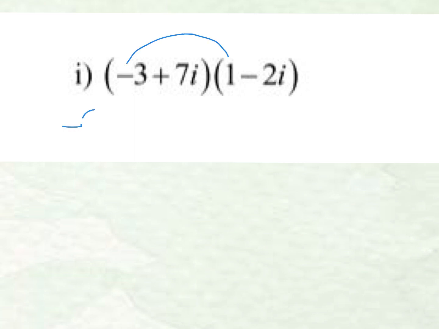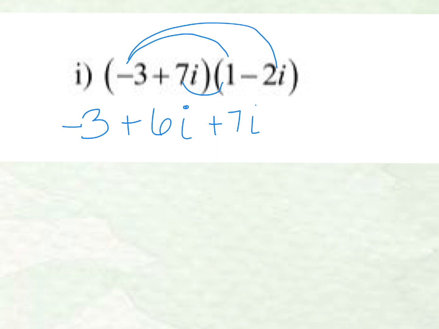All right, I see multiplication of 2 binomials, so I'm going to FOIL. My first terms are going to give me negative 3. My outside terms are going to give me a negative times a negative, which is a positive 6i. My inside terms are going to give me 7i. And my last terms are going to give me a negative 14i squared.